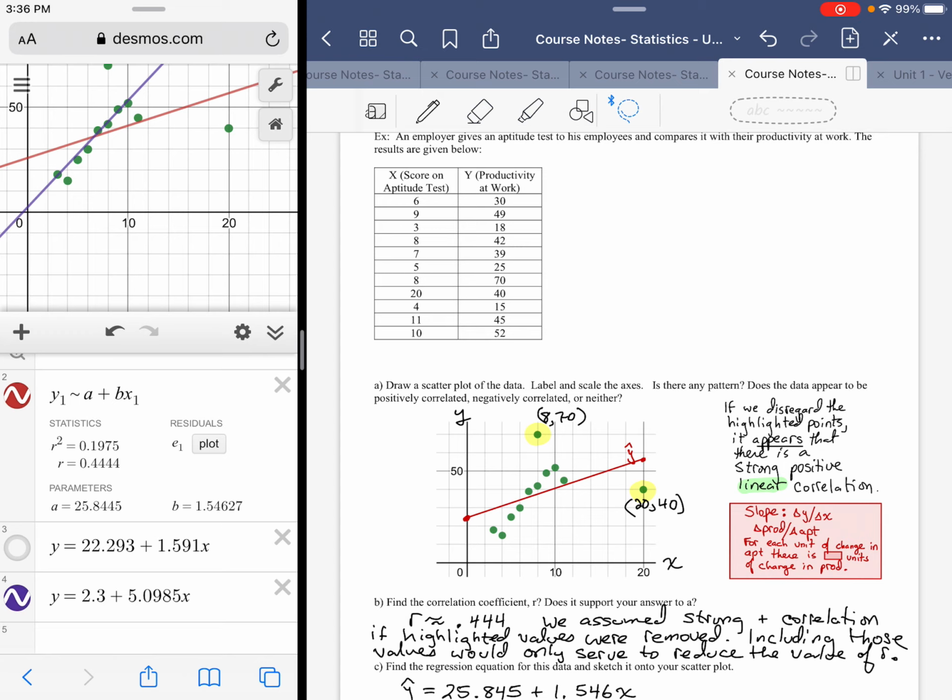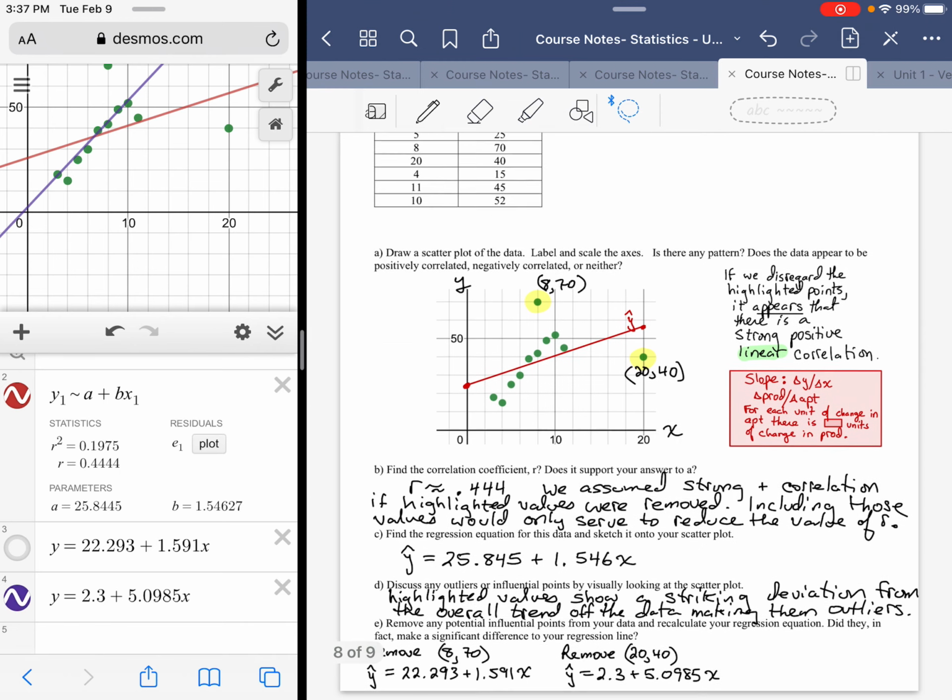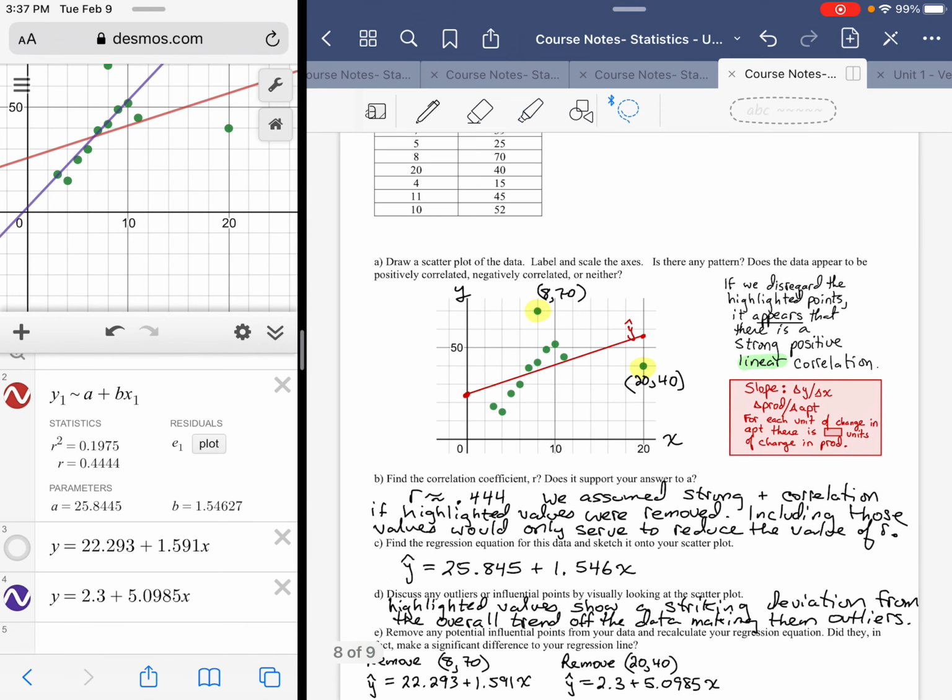One of them is kind of an error in one way, and the other is an error in the other way. Which one's more important? The one that affects productivity.